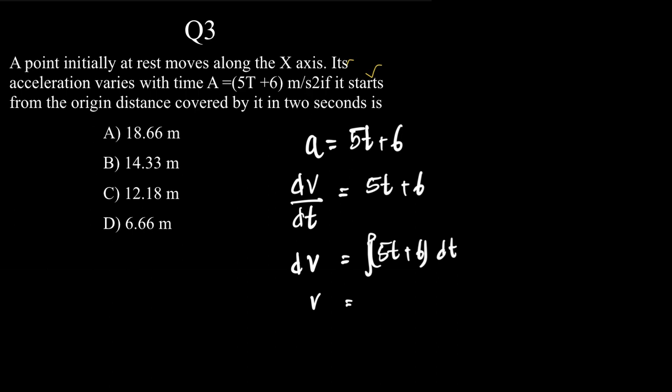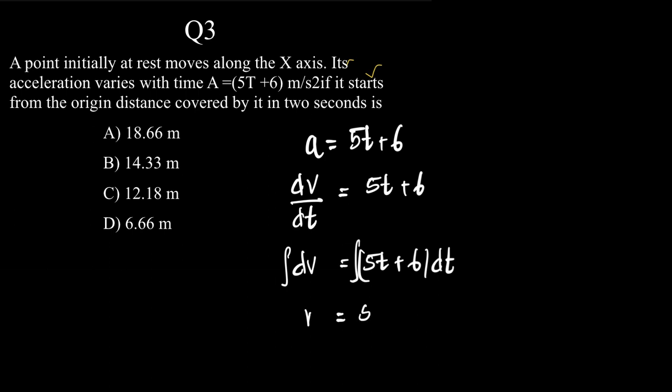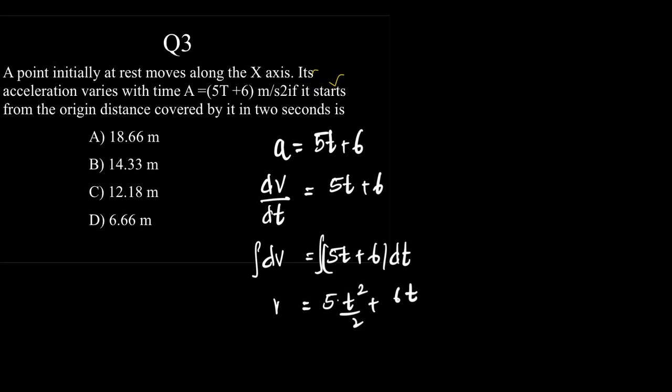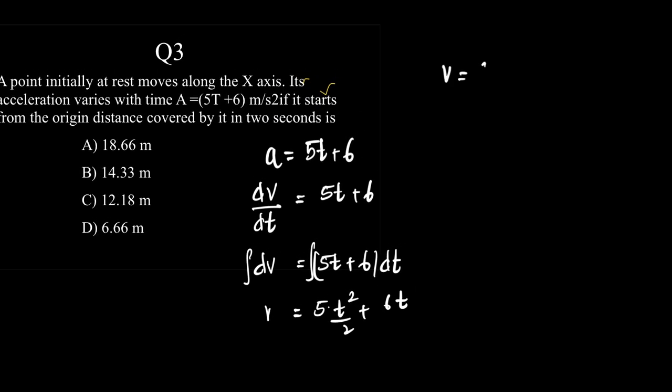Okay, I think I made a small mistake here. Let's not skip the steps. So dv is equal to (5t plus 6) dt. Now integrating on both sides, what do we get? v is equal to 5 into the integral of t, which is t square by 2, plus 6 into the integral of 1, which is t, right? Now if v is equal to 5t square by 2 plus 6t, what is v?